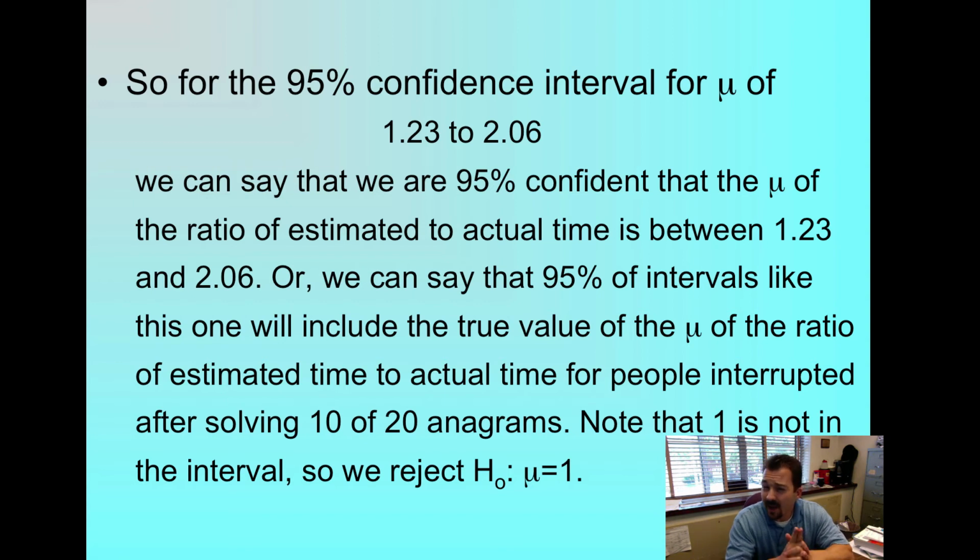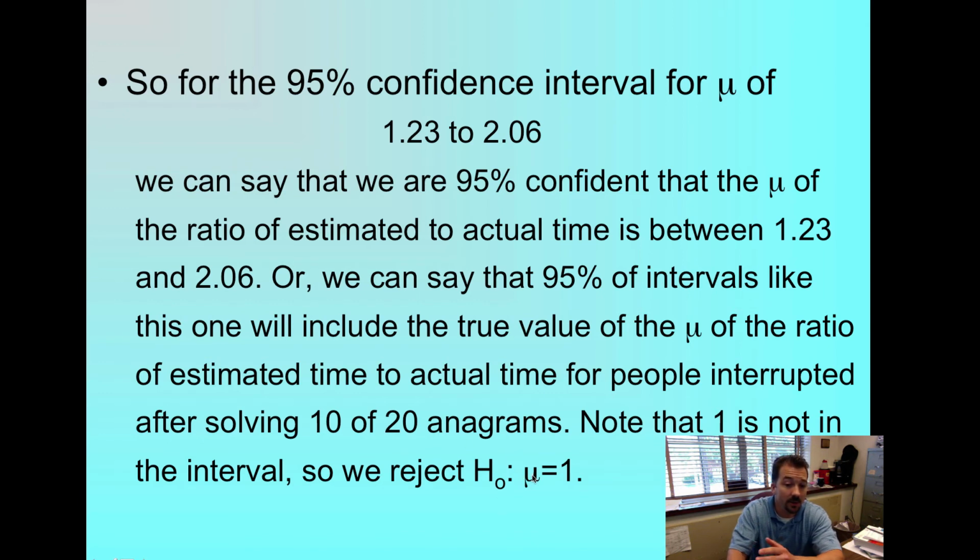You can say that we are 95% confident that the true mu of the population, of the ratio of estimated to actual time, is between 1.23 and 2.06. Or you could say that 95% of the intervals like this one, like this sample of 10 people, will include the true value of mu of the ratio of estimated time to actual time for people interrupted after solving 10 of 20 anagrams. And note that 1 is not in the interval, so you reject the null.